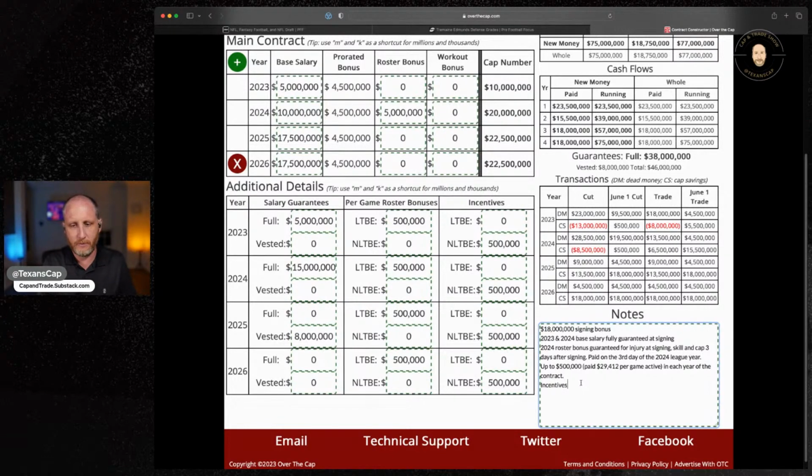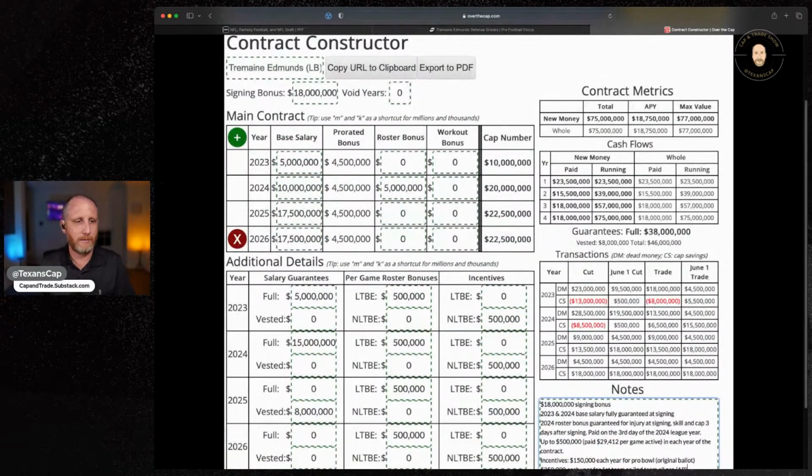For the incentives, it's 150,000 each year for Pro Bowl, original ballot. None of that Tyler Huntley, 5th reserve. And 350,000 each year for first team. We're going to do first team or second team, all pro. We'll be generous. From AP voting. It was pretty simple. It was not a major contract.